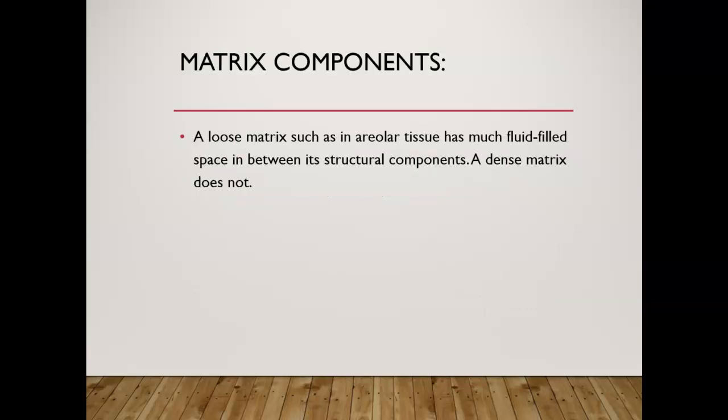The matrix, like we mentioned, if you can identify the matrix, you know what type of connective tissue. If it's loose, it's areolar, a lot of fluid, a lot of gel-like space in there. If it's dense, if it's hard, if it's packed tightly together, then it's not areolar.